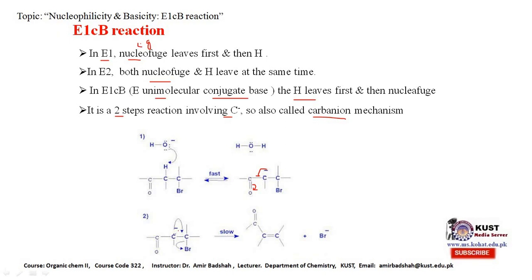In this step the negative charge has shifted here, and the leaving group will leave in the second step. So this is a slow step, and we get this species. So two steps are there: first, abstraction of hydrogen, and the second step, the leaving group leaves, and we get the resultant product. The conditions which are necessary for the E1cB mechanism include that the hydrogen at the position beta to the leaving group should be acidic in nature.